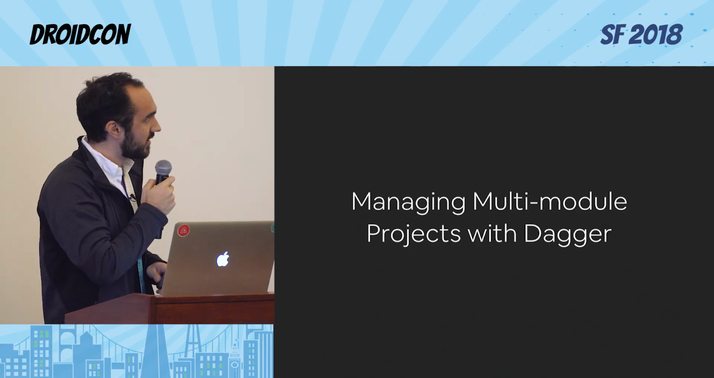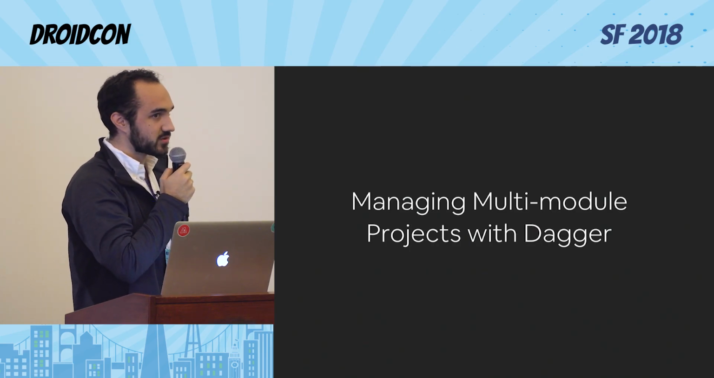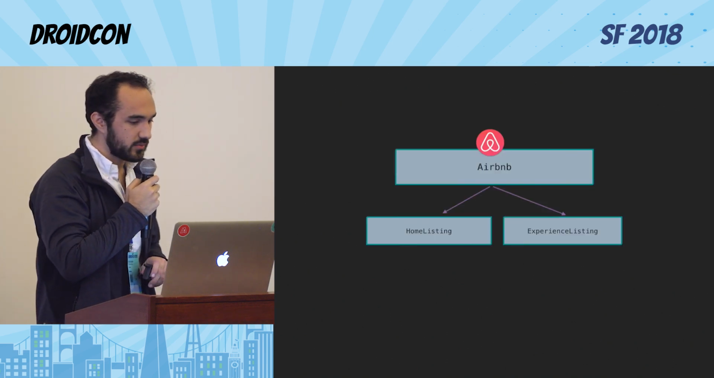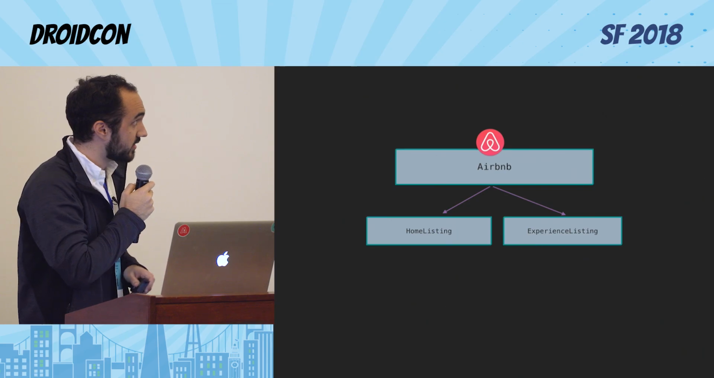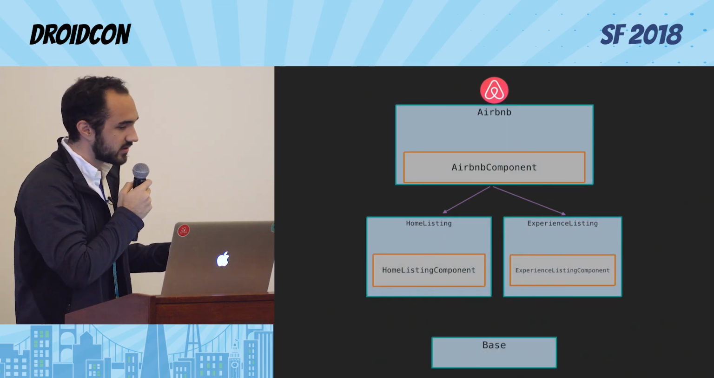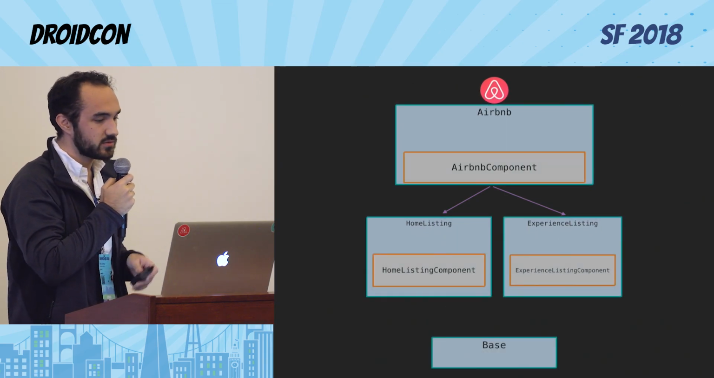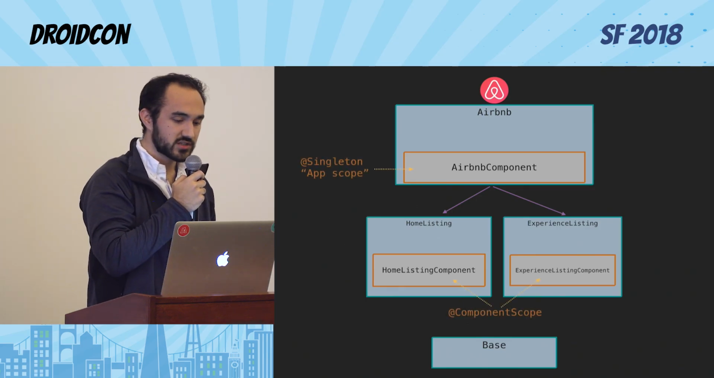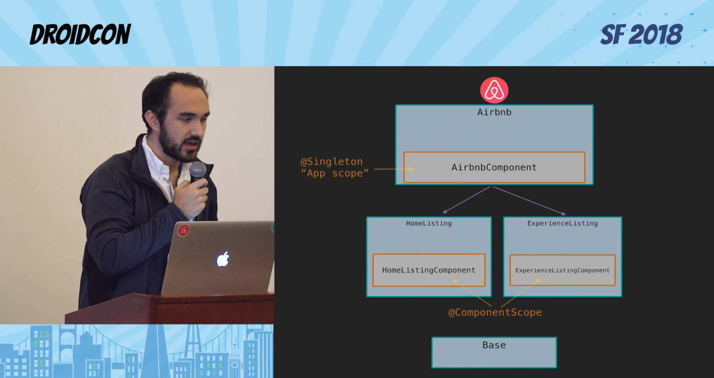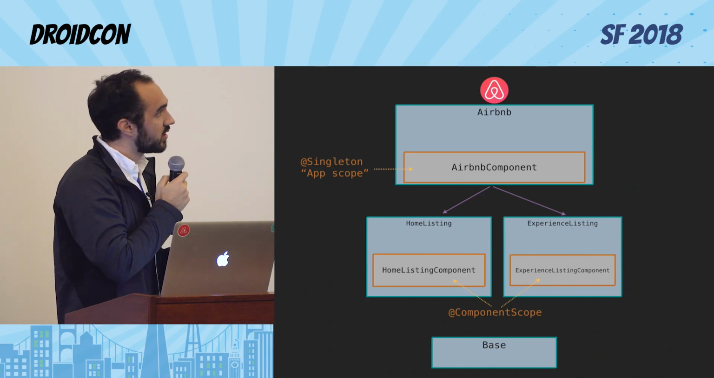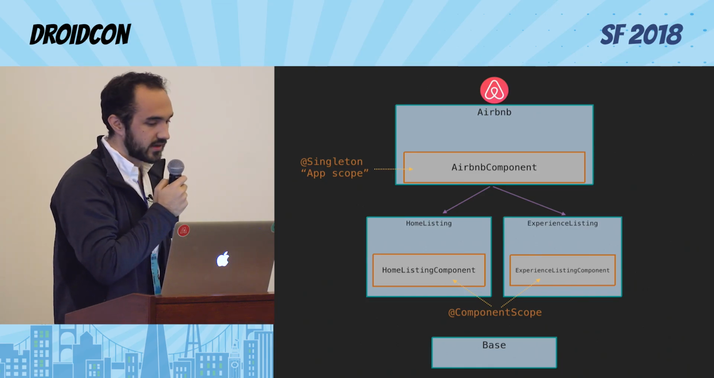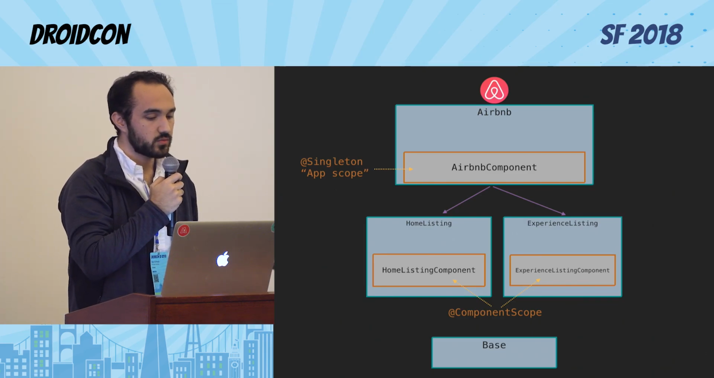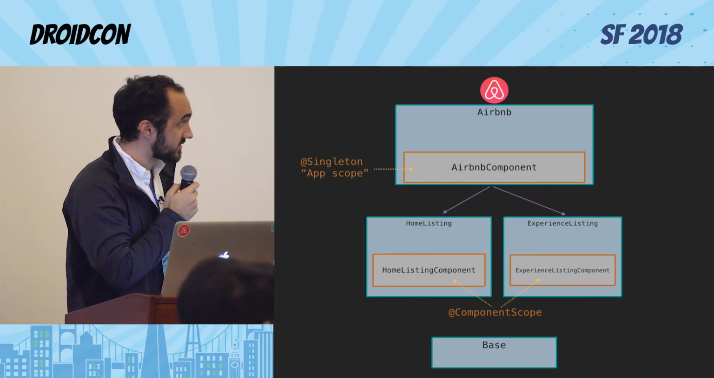So, talking about Dagger in a multi-modular project could warrant its own talk. So I'm going to keep this at a pretty high level. But our rough structure at Airbnb is our app shell contains our Airbnb component. This is our root Dagger component. In terms of scoping, this is like our application scope or our singleton scope. And every single feature module will have its own subcomponent. And we allow feature modules to scope that subcomponent to whatever lifecycle makes sense.